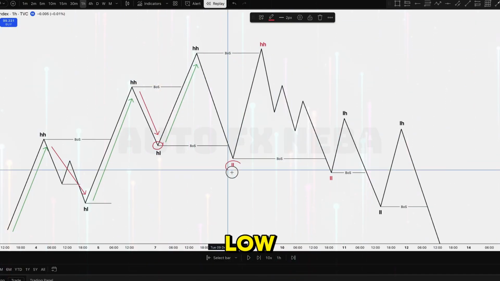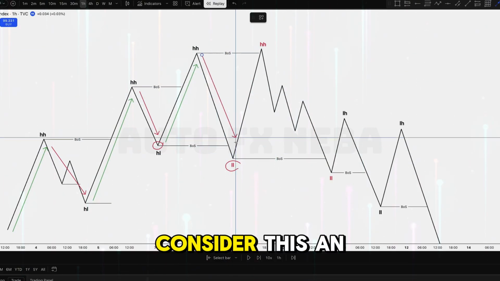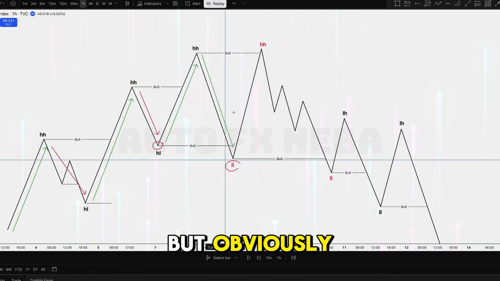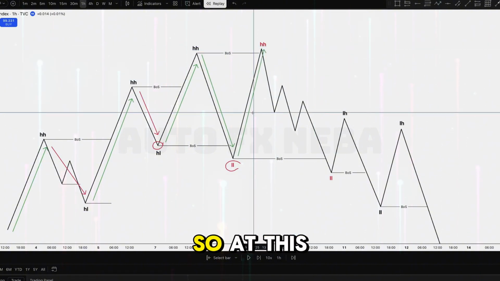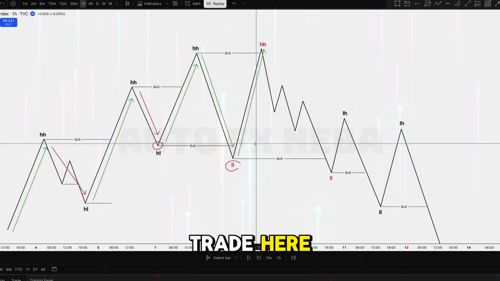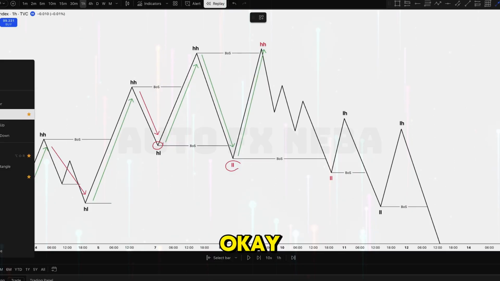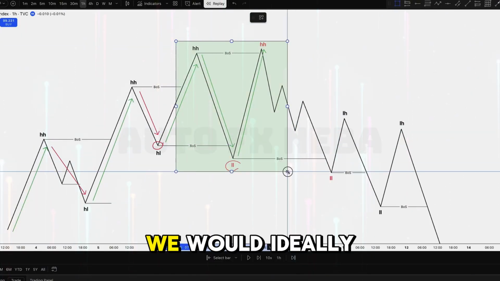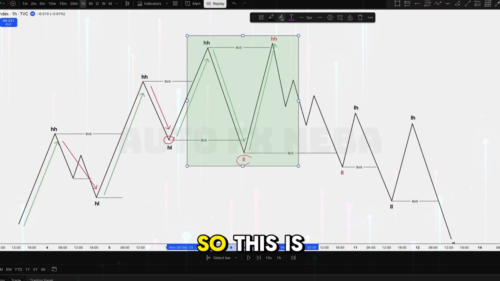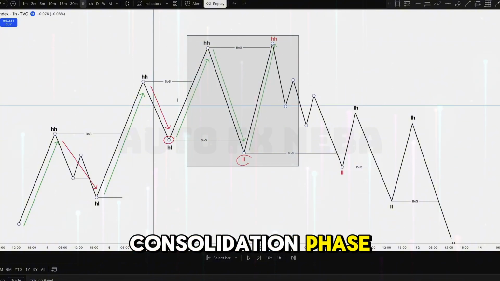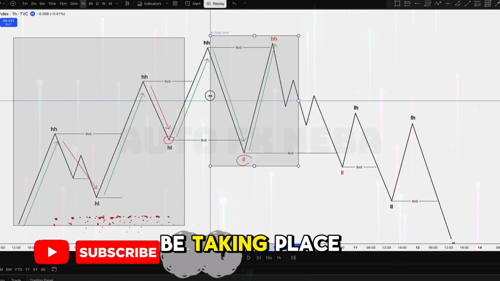Sometimes you will get that lower low. This is going to trick you into selling. So providing this was a candle closure, we would actually consider this an impulsive downward move. But obviously, we then see an impulsive upward move forming a new higher high. So at this point, you would most likely have been stopped out of a trade here if you'd taken it, or if you'd waited for confirmation, maybe avoided it. But this then sets us into a stage where, okay, this market is not really making much sense right now. We would ideally want to see this make some clear directional moves before we get into any trades, all right? So this is that kind of consolidation phase where you can't really make sense of the market due to the fact that it's not really giving you clear direction. So that's going to be taking place around there.